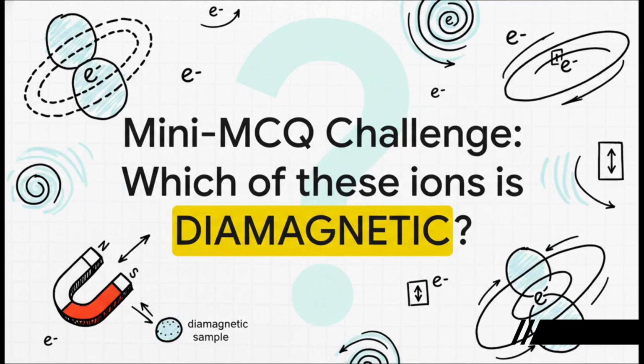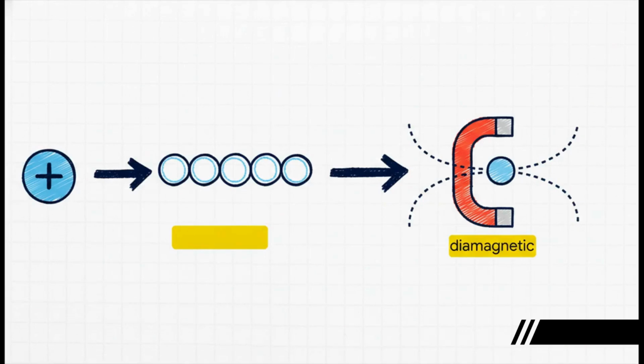Ready to test that? Let's do a quick-fire mini MCQ challenge. Which one of these ions is diamagnetic? Is it A, B, C, or D? Remember, you're hunting for the one that has 0 unpaired electrons. And the answer is C, titanium 4+.